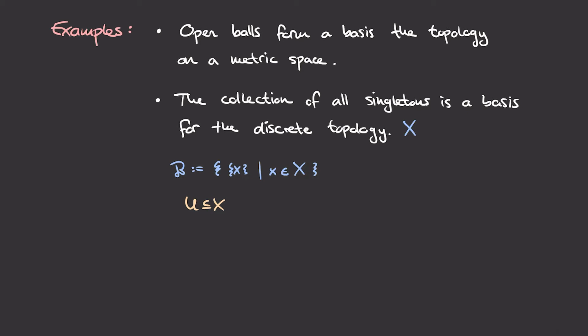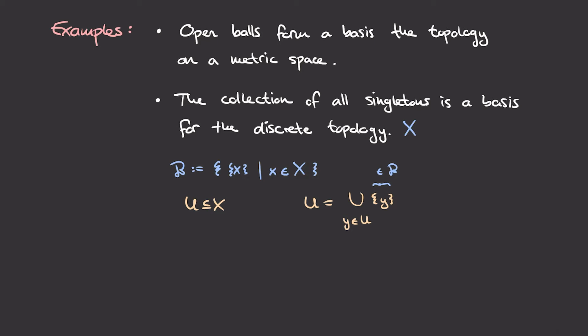But this is easy because U is just equal to the union over all elements Y in U, and then we union over the singletons containing those elements. Now each of these is an element of our basis, and so we've written U as a union over basis elements. And this shows that the second condition is fulfilled. So in fact, this collection of all singletons is a basis for the discrete topology.